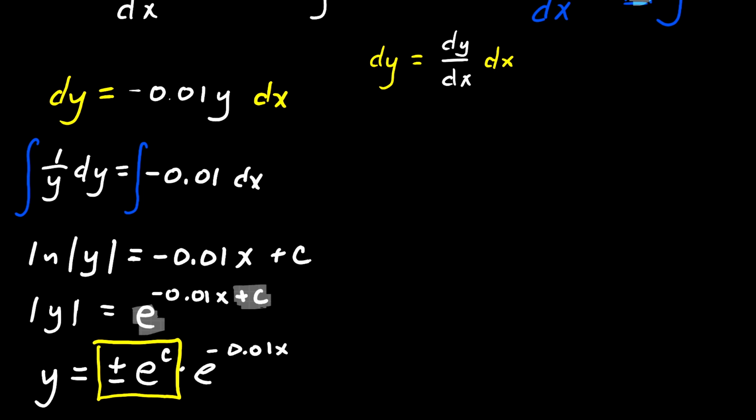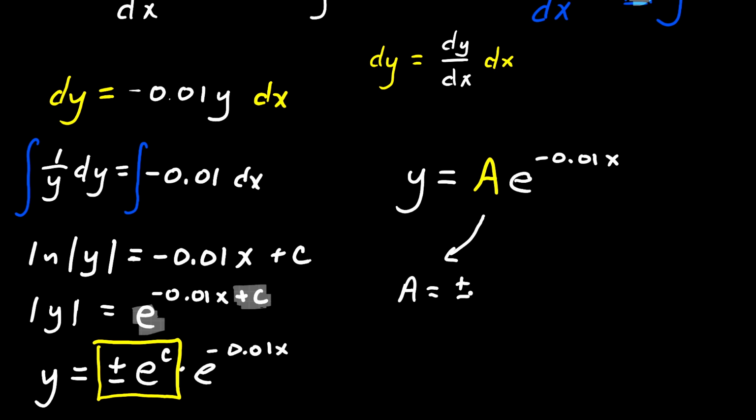So when I rewrite the solution to this problem, it's going to be y equals, now I'm going to put an A, and then I'll have e to the negative 0.01x. And my initial value will solve for that A value. Just realize that A is equal to plus or minus e to the C, and the initial value will help us solve for that. So this is your solution.